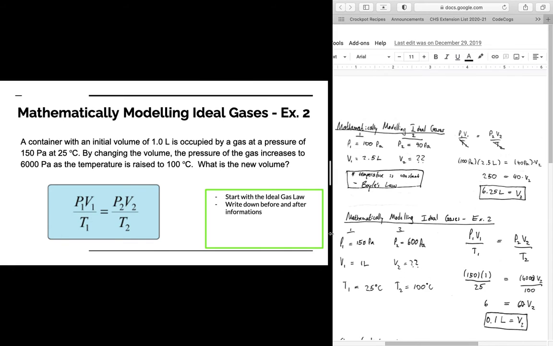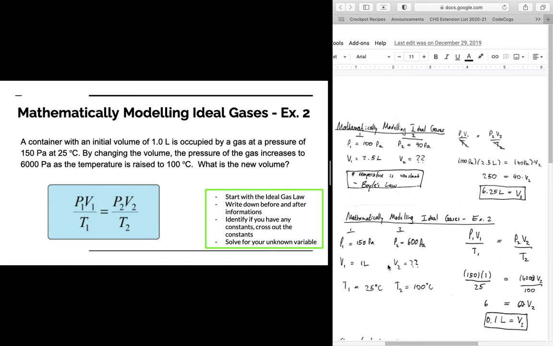In this case, do we have any constants? Well, we can see right here we don't have any constants. It's tempting to say that V1 and V2 could be constant, but again, V2 is what we're trying to find here. So now that we have identified that we don't have any constants, we start with the ideal gas law. P1 times V1 divided by T1 equals P2 times V2 divided by T2.